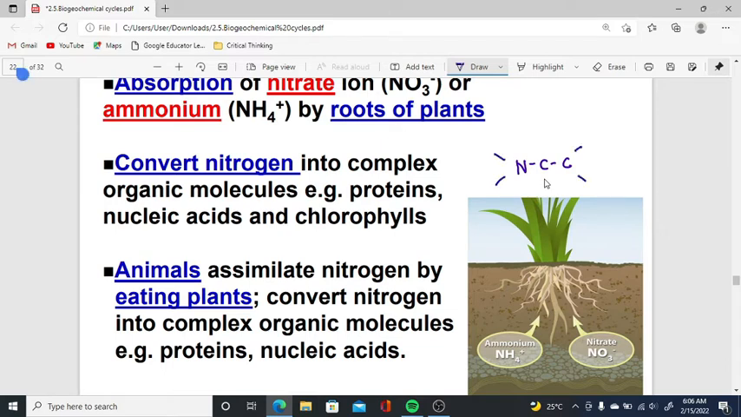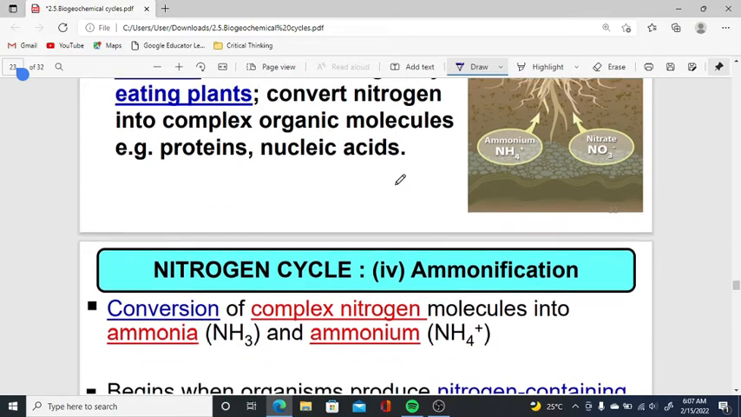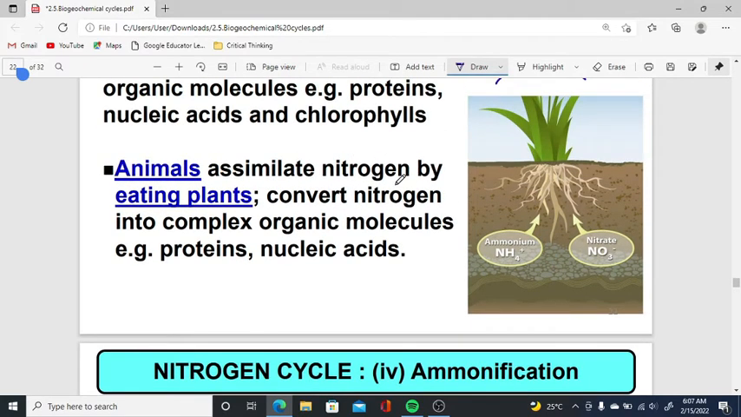Okay. So animals assimilate nitrogen by eating plants. Yang ni sama macam carbon tadi. So bila animals eat ataupun feed on the plant, so kita akan transferkan nitrogen daripada pokok kepada animal. So it will convert nitrogen into complex organic molecules such as protein and nucleic acid. Chlorophyll tak adalah sebab dalam animals tak ada chlorophyll. Okay, so itu untuk assimilation. Dia kira macam penggunaan. Bila animals makan pokok ataupun bila pokok menggunakan nitrogen untuk hasilkan protein, nucleic acid and chlorophyll.